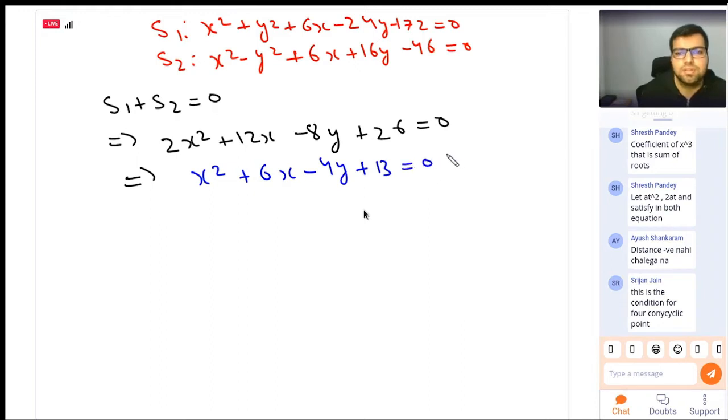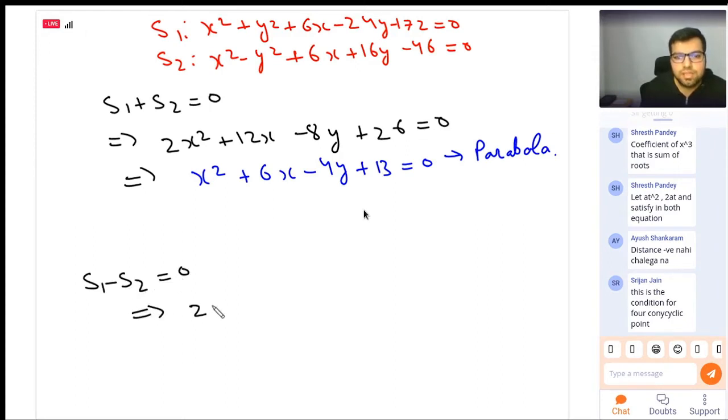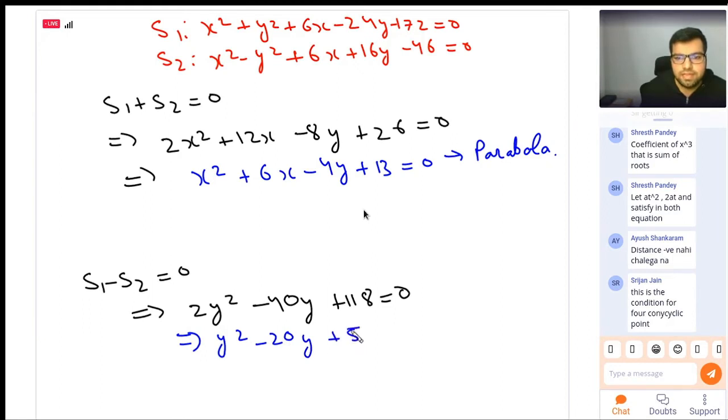So yes, this is a parabola. So this is the parabola which the options are talking about. Next, if I do S1 minus S2 equals 0, then am I getting a parabola? So this will become 2y square, 6x minus 6x will get cancelled, minus 40y plus 118 equals 0. So in this case, I am getting y square minus 20y plus 59 equals 0.